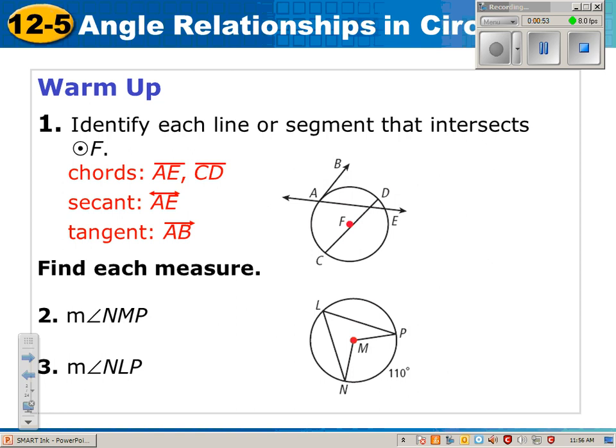But every secant contains a chord. So if you stop it and put a segment above it, it's a chord. If you draw an arrow going on forever, then it's a secant. Okay, any questions on number one?